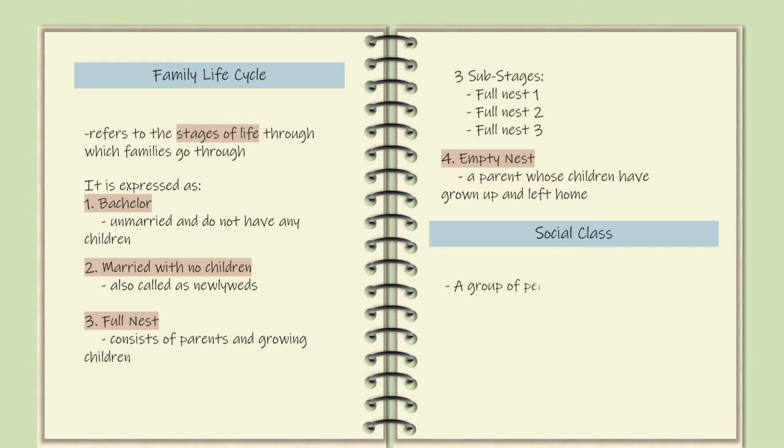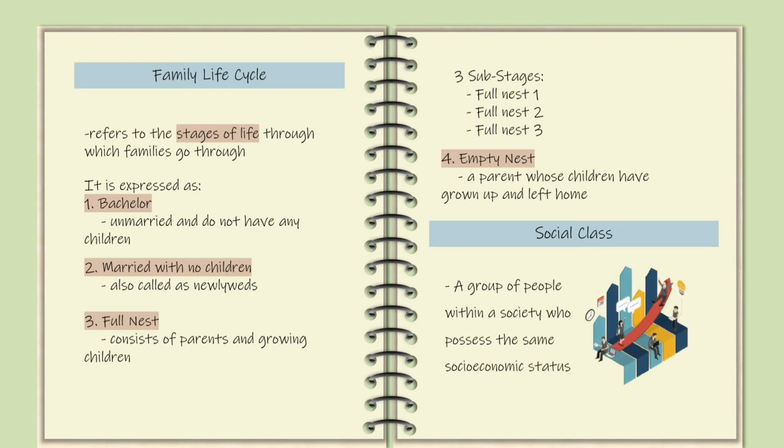Social class is a group of people within a society who possess the same socioeconomic status. Social class or status is identified by income levels, education, and occupation. Social class can affect consumer spending habits, and the most obvious effect is the level of disposable income of each social class. Generally, the rich have the ability to purchase more consumer goods than those with less income, and those goods are of higher quality.